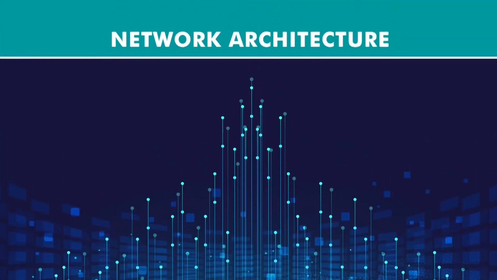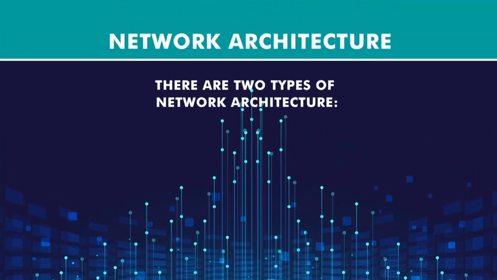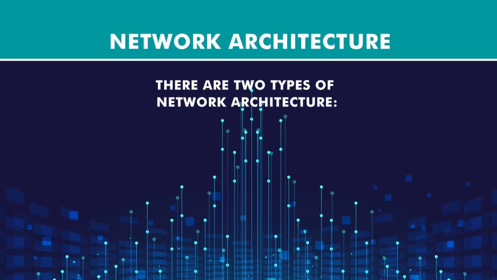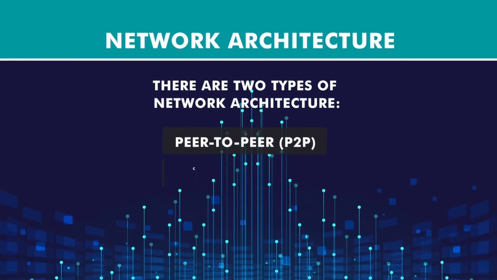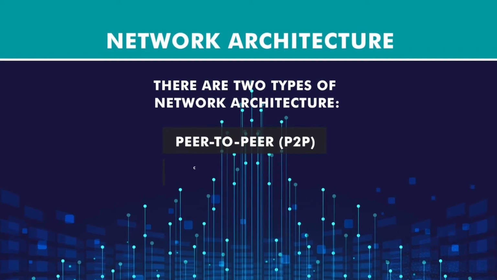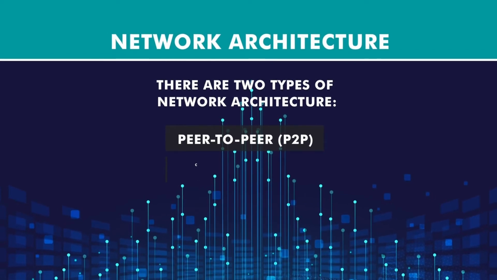Then let us see there are two types of network architecture. So the first type is peer-to-peer. In short, we can call it as P2P. And the second type is the client server, which is very much popular network architecture.